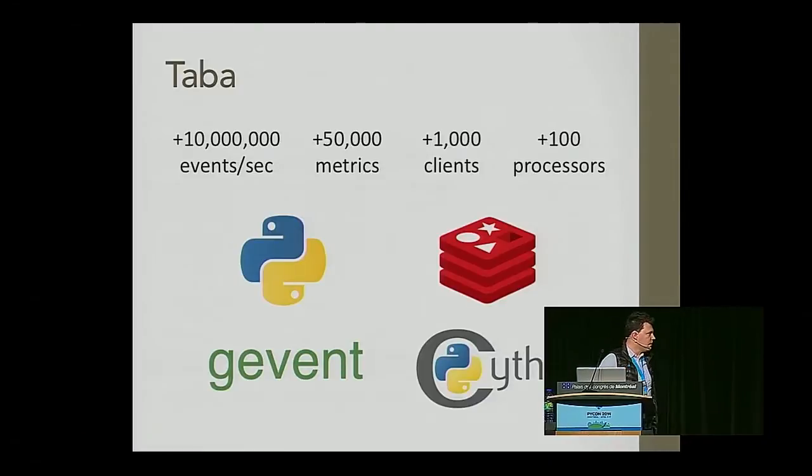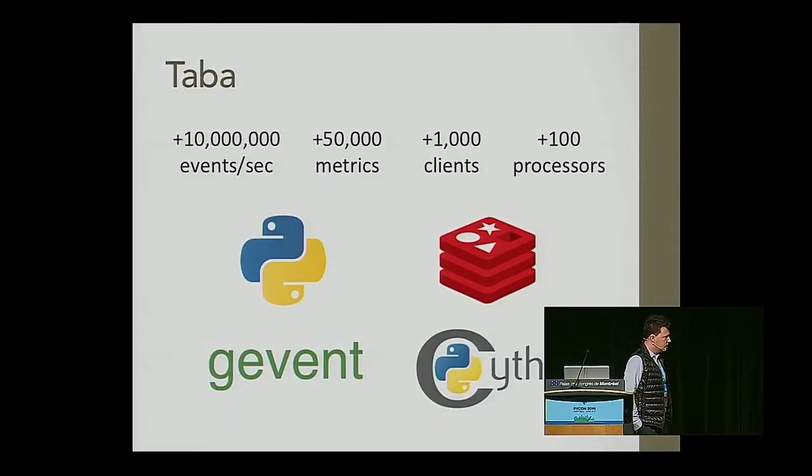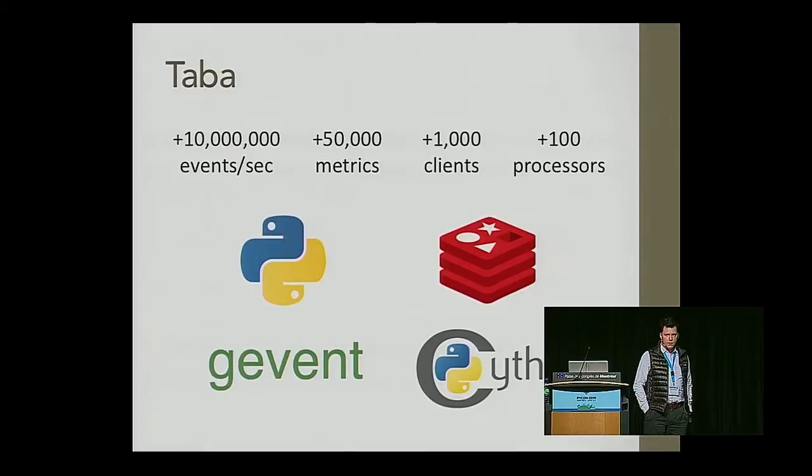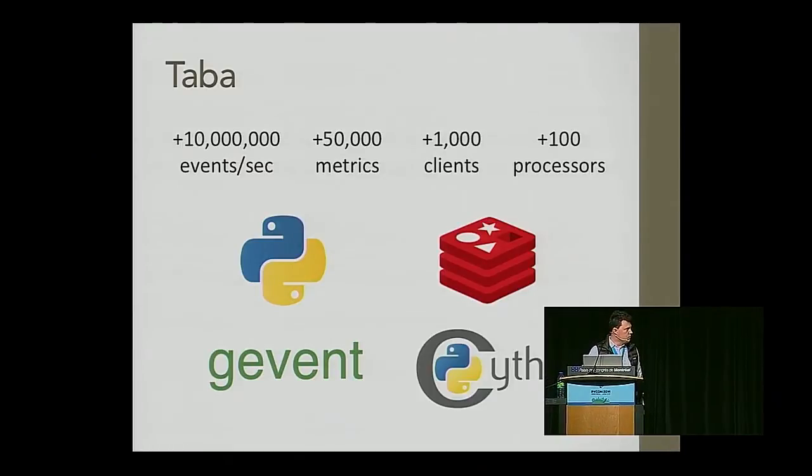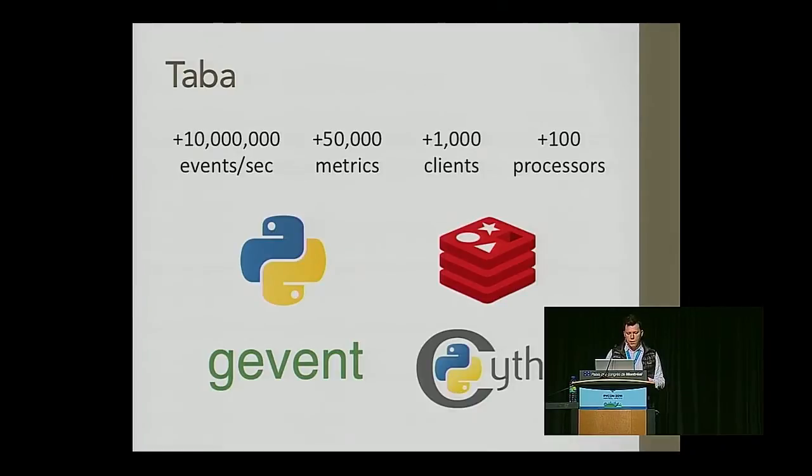So Taba is built using Python. It uses Redis as a backend store. We have a cluster of those instances. It makes heavy use of gevent and does some optimizations using Cython. And it does a fairly high ingest rate, uses over 100 different processors, so it's a relatively large-scale deployment. So instead of talking today about the architecture and how it's implemented, I thought it would be more useful to talk about some of the lessons learned when trying to build large-scale distributed systems using Python.